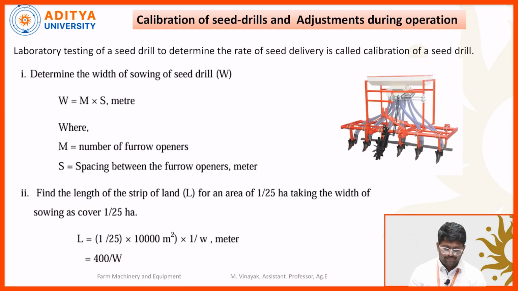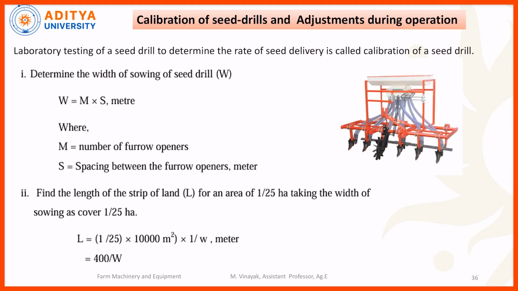Seed drill calibration is nothing but laboratory testing of a seed drill to determine the rate of seed delivery. Before going to the main field for sowing, whatever product the manufacturer has developed, we need to test it. The testing of seed drills at laboratory level is called seed drill calibration. During testing, we need to maintain the optimum sowing rate.